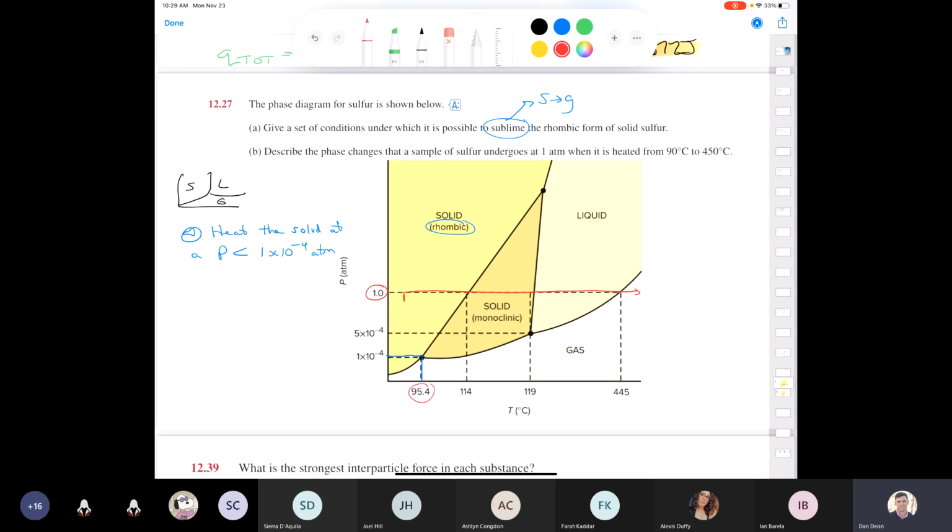And so it's going to go from solid rhombic, then it's going to go to solid monoclinic. Okay, so I'm going from here, the rhombic, right? Then I cross over into the monoclinic. Then I cross over into the liquid, and then finally the gaseous phase. So it goes to sulfur liquid, and then finally to sulfur in the gaseous phase. Kind of cool.